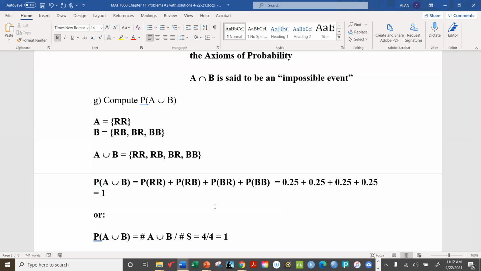So what I can do is say, all right, well, I can calculate the sum of the individual probabilities. 0.25 plus 0.25 plus 0.25 plus 0.25 equals 1. Or I can add up how many elements are in this union, which is 4, and divide by the size of the sample space, which is also 4. And of course, that means that I'll end up with a 1.